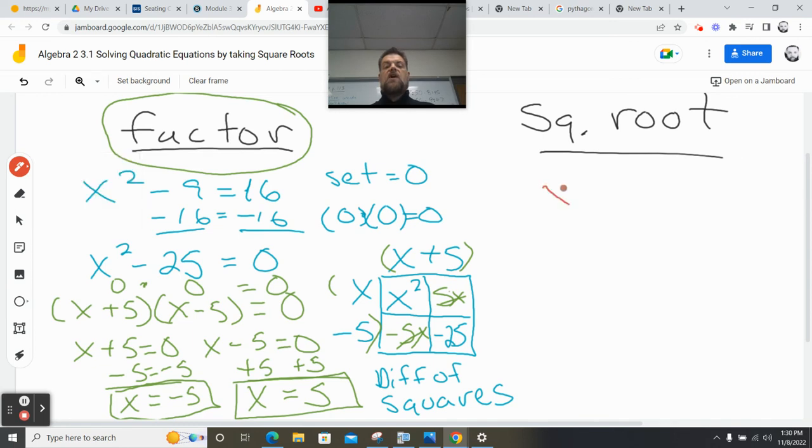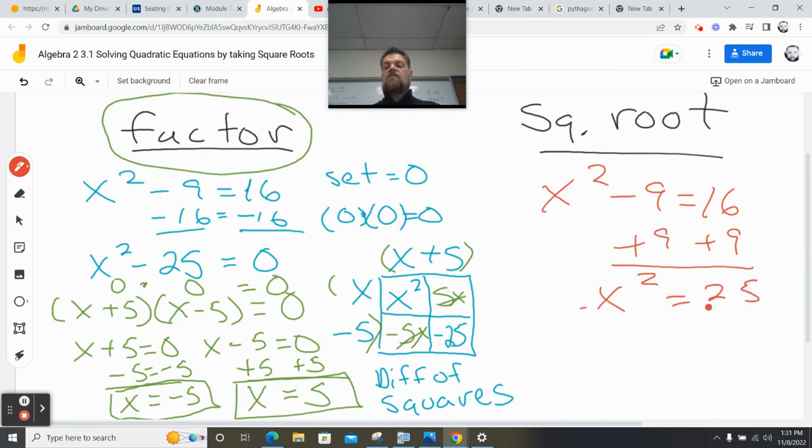Now, when you do the same problem by taking the square root, you're going to add 9 to both sides. And you get x squared is equal to 25. So now when I take the square root over here, I get x by itself. If I take the square root here, whatever I do on one side, I do to the other. And remember, when you take the square root of something, you get a plus or minus solution, right?